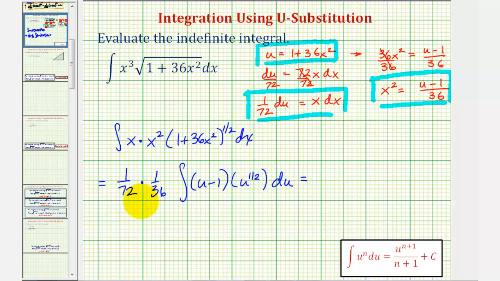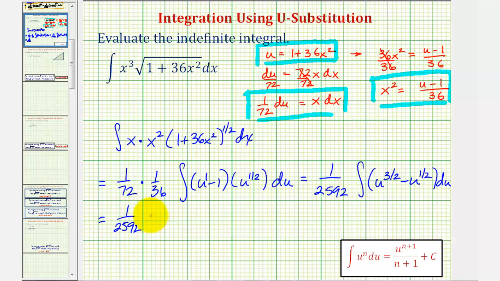72 times 36 equals 2,592. So we have 1 over 2,592 times the integral of, this is u to the first, so we'll have u to the 3/2 minus u to the 1/2. And now we'll find the antiderivative with respect to u.